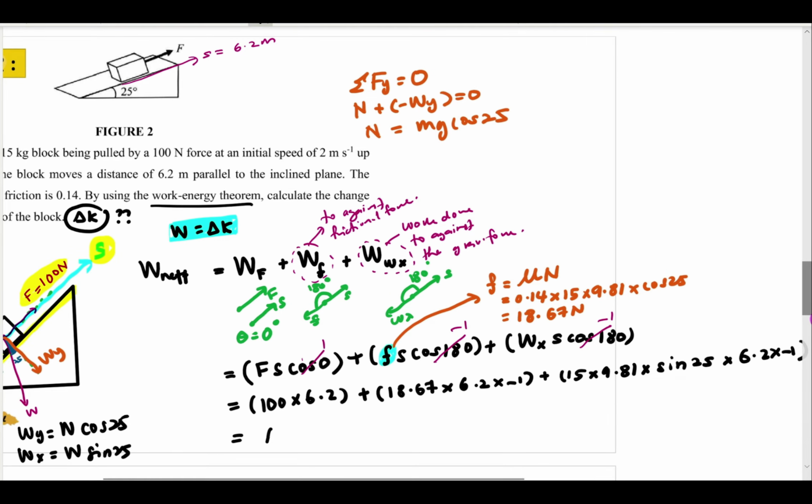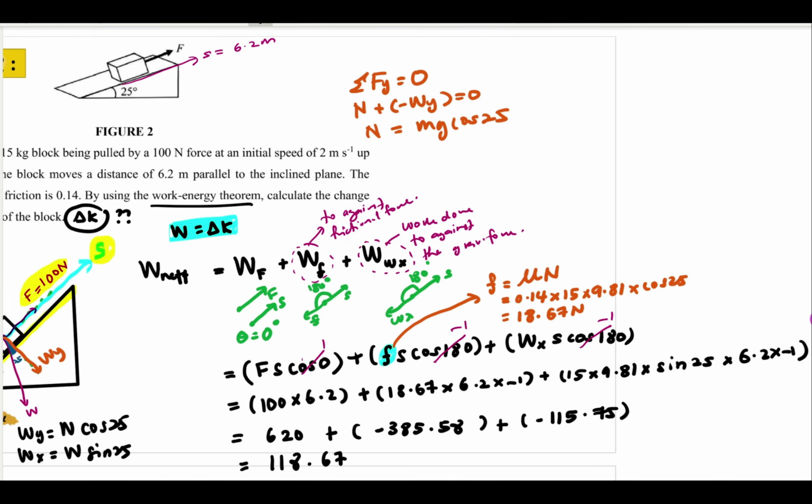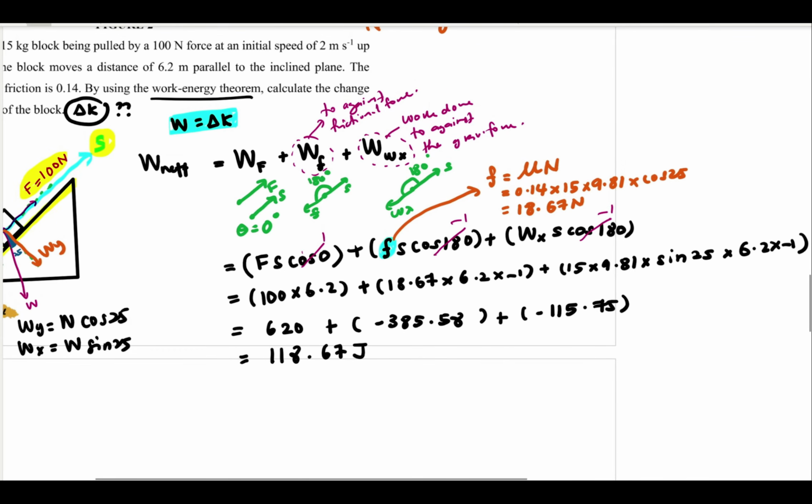Okay, try to calculate. This one should be 620 plus -385.58, plus -115.75. So finally I got the answer 118.67 joule. Based on the work energy theorem, therefore W net is equal to delta K. So delta K is equal to 118.67 joule. So this is the answer for question number 2.